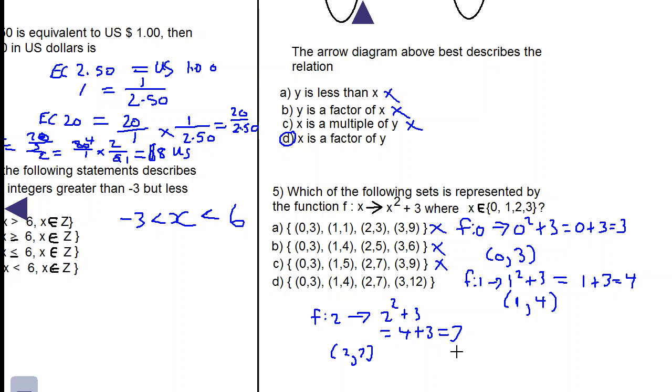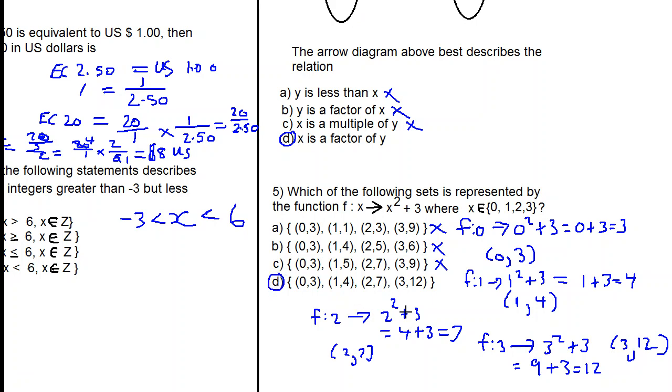And let's just do the last calculation. F of 3 is 3 squared plus 3. We are always using this function here to do our substitution. Just 3 3s are 9 plus 3, which is 12. So this coordinate here would be 3, 12. Okay, which is D. So D is our answer.